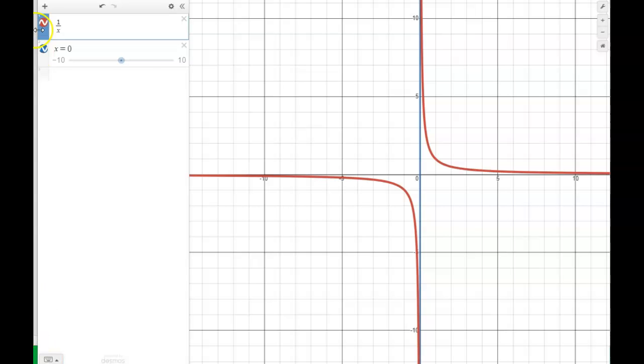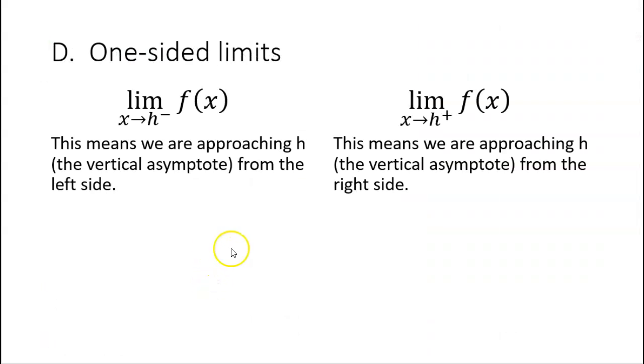So, let's go back to our notes. These are what we call one-sided limits. When you have a little negative right here after the number, that means that x is approaching h from the left side. And the h represents the number where our vertical asymptote is located. So as we are approaching the vertical asymptote from the left side, that's what this indicates. And for this one, if I'm approaching my vertical asymptote from the right side, this is how we would write it. We would put the h, which represents the asymptote, with a little plus after it. Okay.